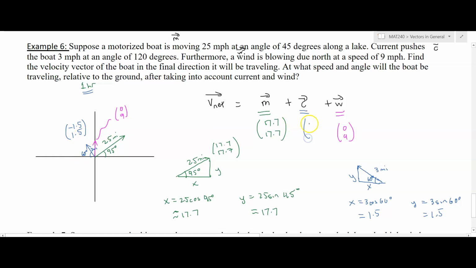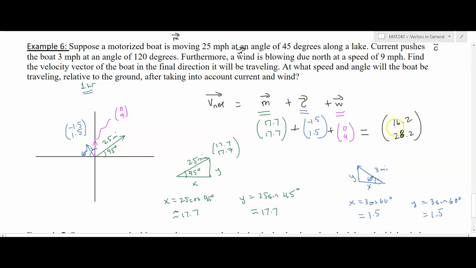And now we have all the vectors that we need in order to find the net velocity vector of the boat. So summing these three together, 17.7 plus negative 1.5 plus 0 gives us 16.2. And 17.7 plus 1.5, that's 19.2. And 19.2 plus 9 is going to give us the result of 28.2, which tells us the speed that the boat is actually going to be traveling in the north direction.